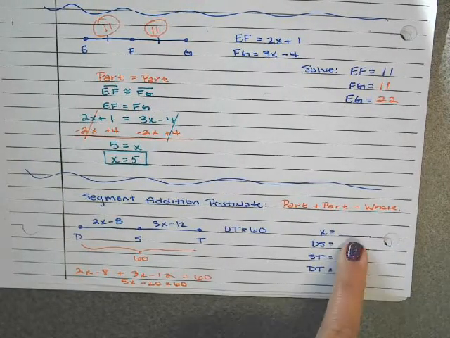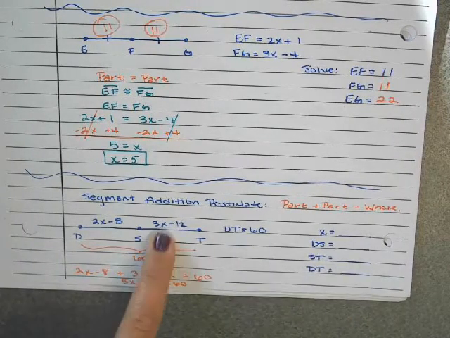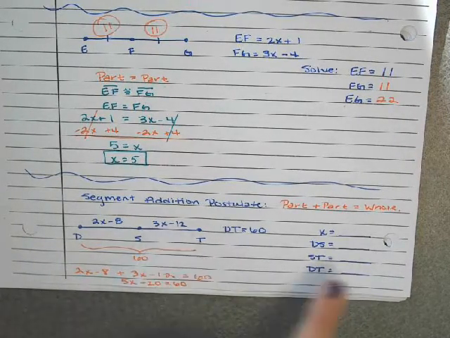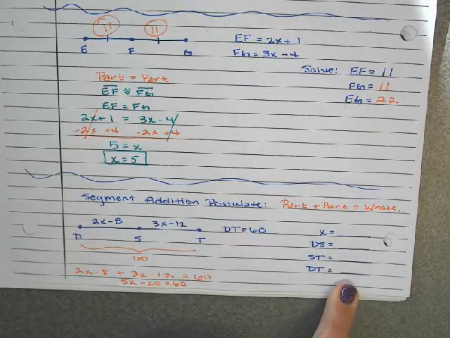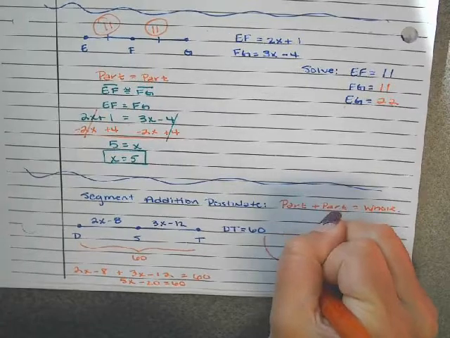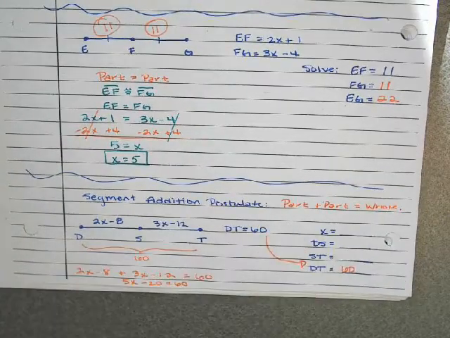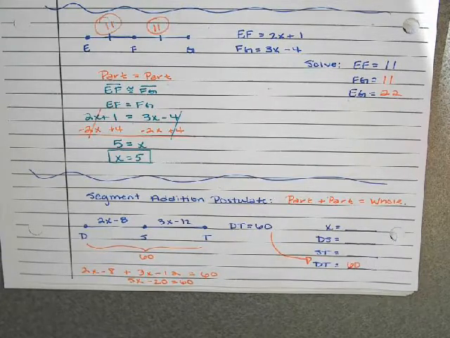You would have x. You'd plug it back in here to find the length DS. You would plug it in here to find the length ST. What would DT be? 60. It has to be 60 because they already told you. And I would double check that your DS and ST add to 60 because they already told you the whole thing has to be 60. Okay? We're going to stop there, but you can go and figure that out if you'd like.